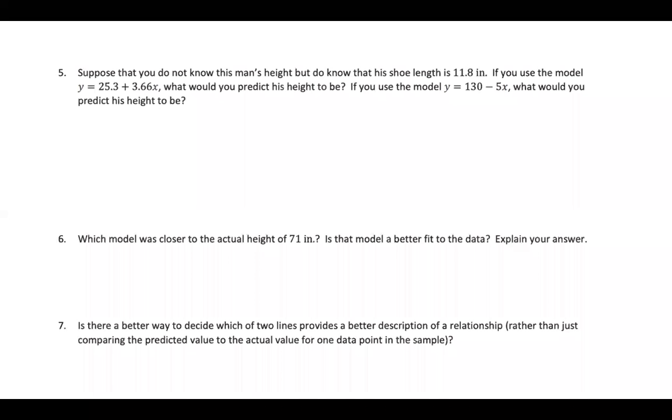So I'll give everyone a minute to do that. And if we look at number 6, which model was closer to the actual height of 71? Is that model a better fit to the data? Explain. And then the last one says, is there a better way to decide which of the 2 lines is a better description of a relationship rather than just comparing one predicted value?